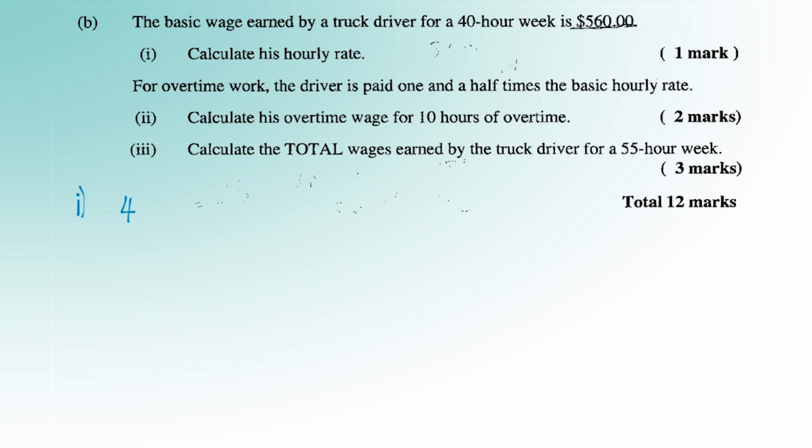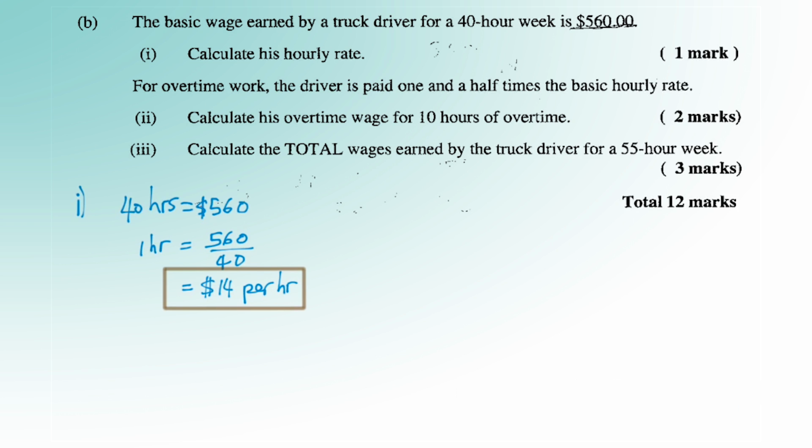Boom. Alright. And then for overtime work, the driver is paid 1.5 times the basic hourly rate. Calculate his overtime wage for 10 hours of overtime. What are you talking about here? For overtime work, the driver is paid 1.5 times. That's the key. 1.5 times. So if this is his rate, 1.5 times means multiplied by 1.5. Right, so we just work out his hourly rate. So now we need to work out his overtime rate by multiplying his hourly rate by 1.5.